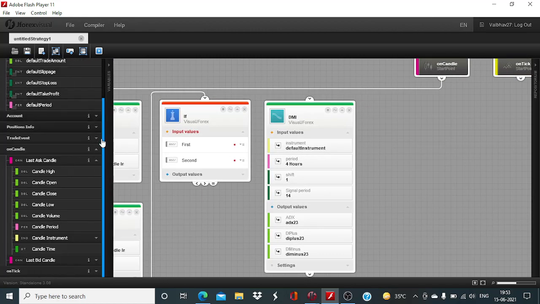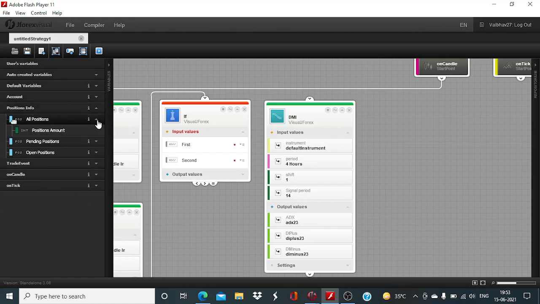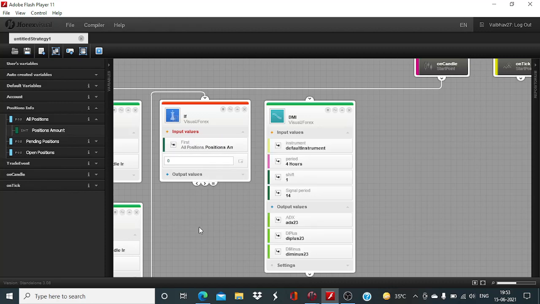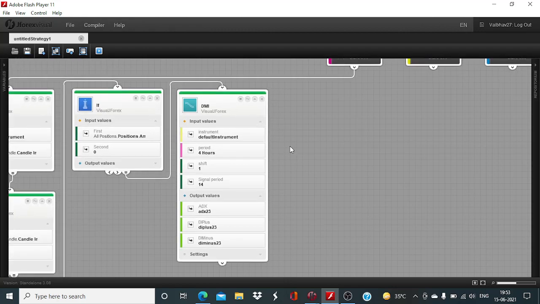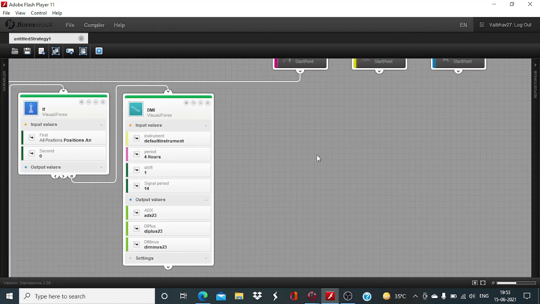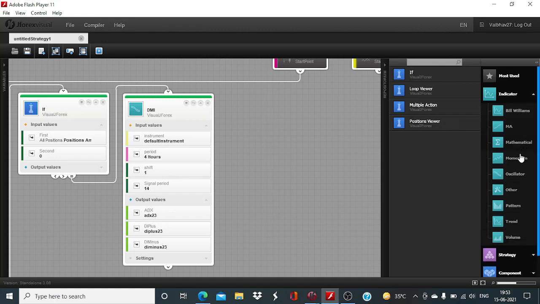After this we also have to define the condition related to the position info. All position amount will need to be at 0. That means there is no open or pending order on the account. And we have defined this DMI block already. Now 2 more DMI blocks need to be added, which are going to be defined on the 5 minutes candle time oscillator.